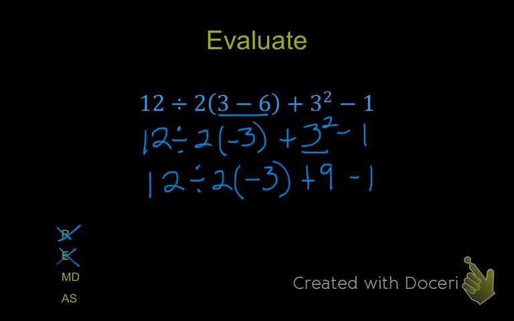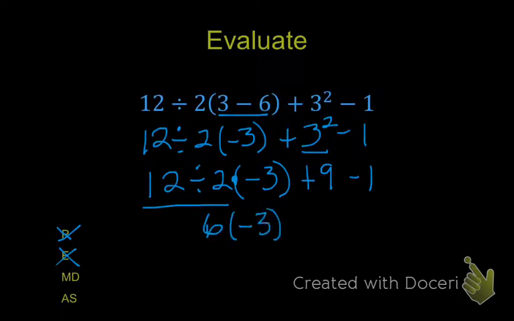I don't see any more exponents, so now I'm going to work on multiplying and dividing, and this is very important to make sure we do this from left to right. So in this problem, I see multiplying right here with parentheses, the 2 parentheses -3, that is multiplication. However, there is division further to the left, so this comes first. 12 divided by 2 is 6.